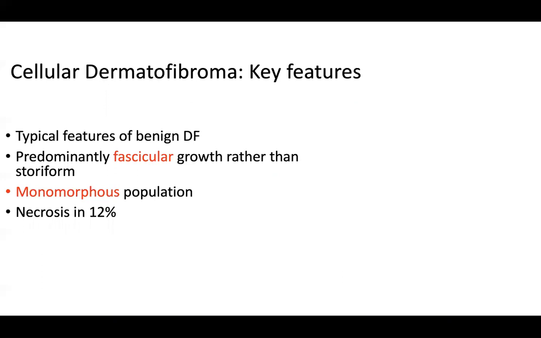The key features are that you're going to see the typical benign dermatofibroma features that we've already gone over. But you're going to see predominantly fascicular growth rather than storiform, and you're going to find a monomorphous population. You can see necrosis in 12%, and that bothers me because necrosis to me signifies more of a malignant phenotype. So if I saw necrosis, I would comment on that, and I would say, look, that's a worrisome finding. You need to get this out.